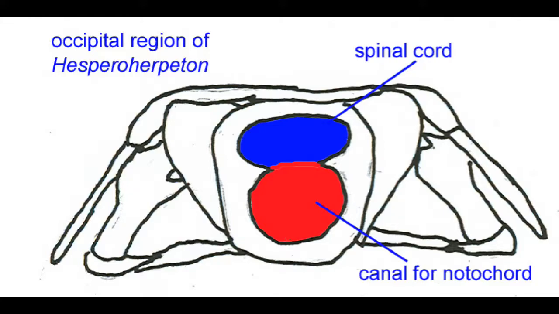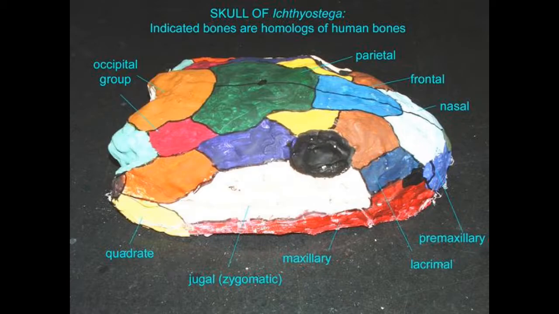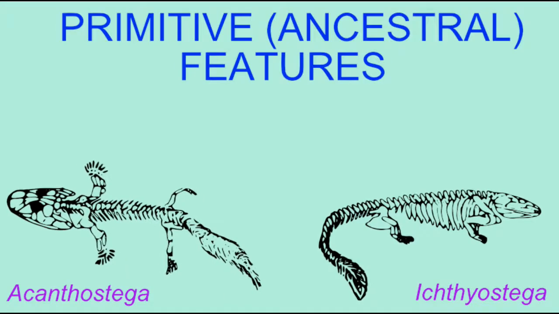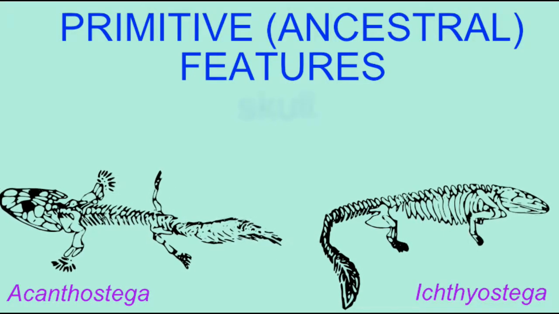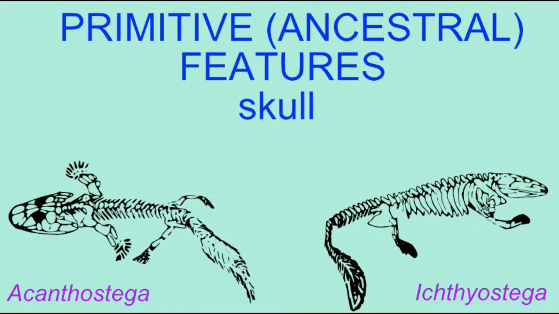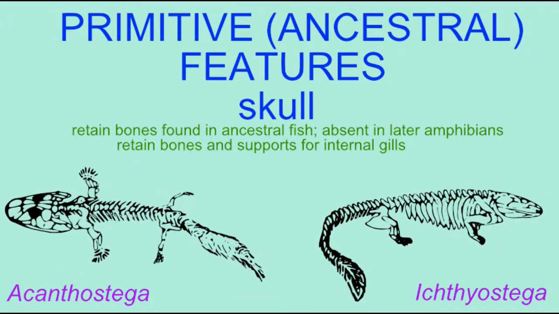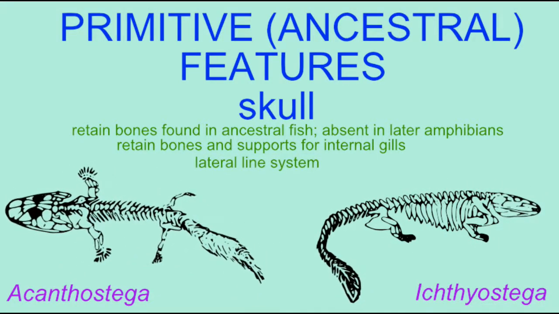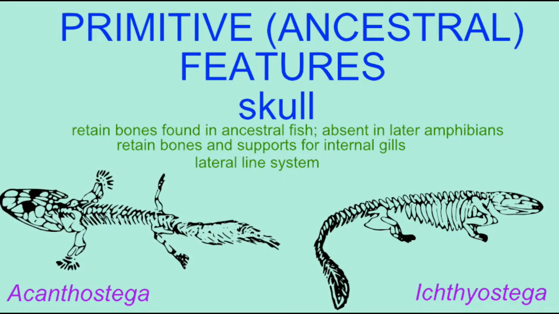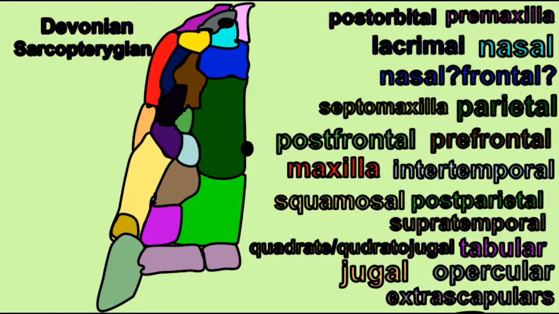The very first amphibians retained a number of skull bones from the ancestral fish, which would be lost in later groups of amphibians. They still retain bones and supports for internal gills. They still possessed grooves on their skull bones for a sensory system for hunting in water, the lateral line system.